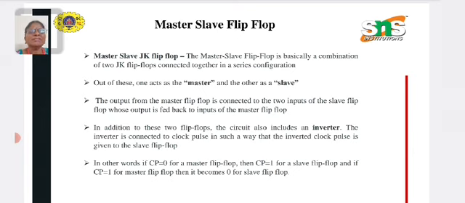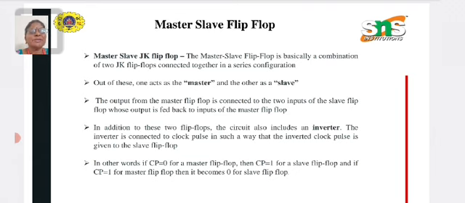The master-slave JK flip-flop is basically a combination of two JK flip-flops connected together in a series configuration. It is not a must that we use only JK flip-flops in a master-slave; whatever the flip-flop, we can use either an SR flip-flop, a T flip-flop or a D flip-flop. Here we are using two JK flip-flops connected together. Out of these two, one acts as the master and the other acts as the slave.